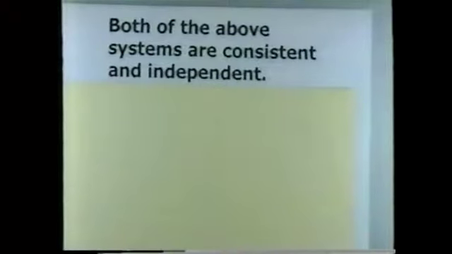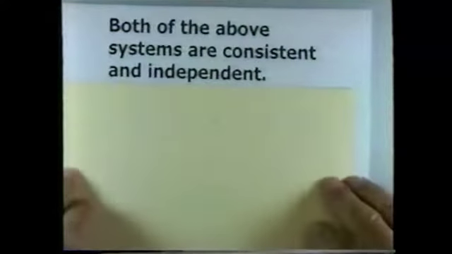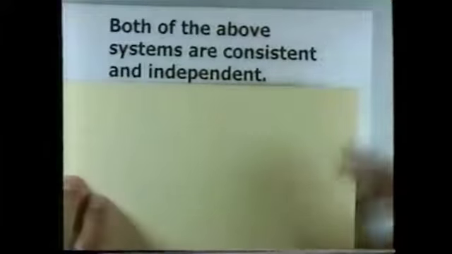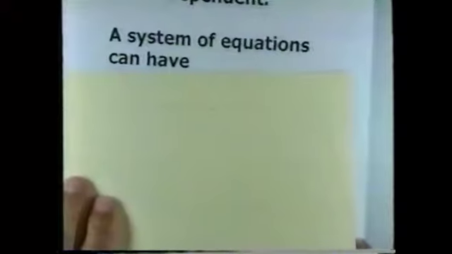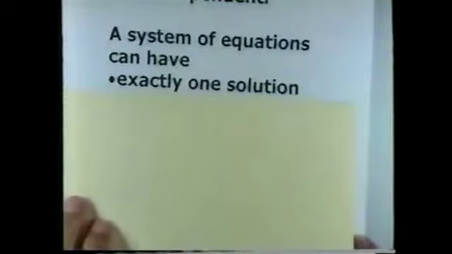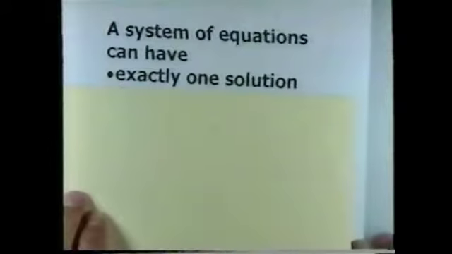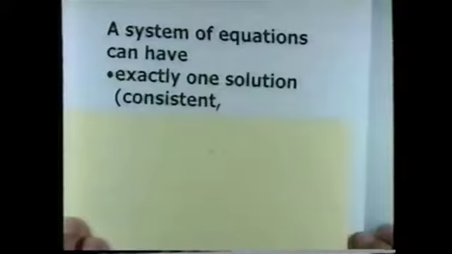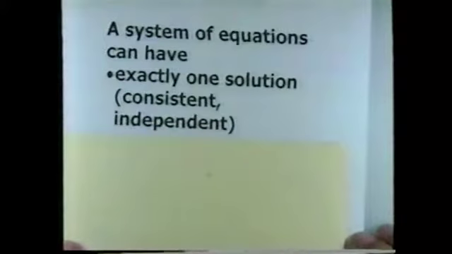Both of the above systems are consistent and independent. In other words, we had a unique solution. We had only one solution. So, a system of equations can have exactly one solution. If the system has exactly one solution, we say that it's consistent and independent.